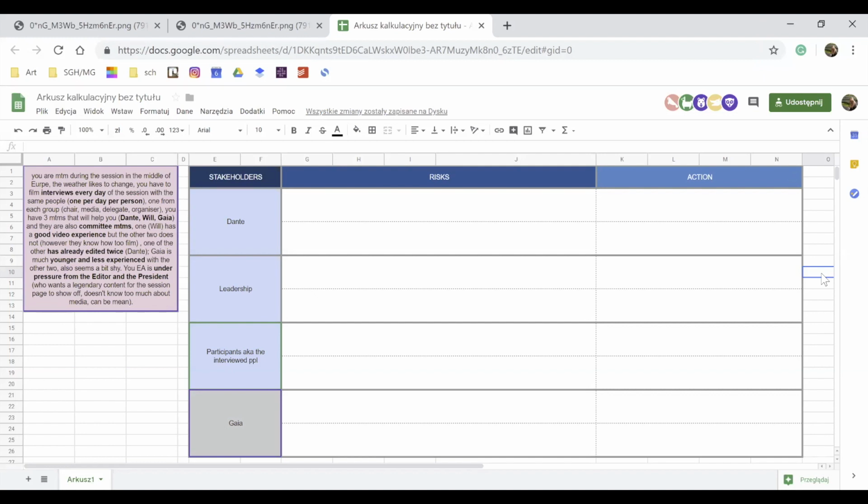I mean, I have one question. Do we include these MCMs in the project as well? How will they be engaged in this project? You mean will Dante and Gaia? I mean, they will help. They're here to help you, so they will probably be involved on all stages of production. You have 4 people to interview every single day.